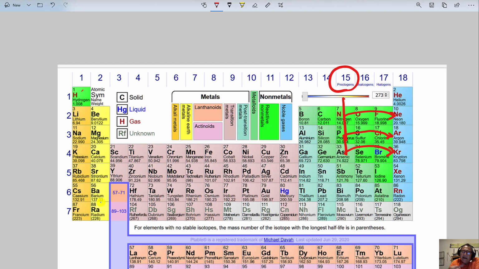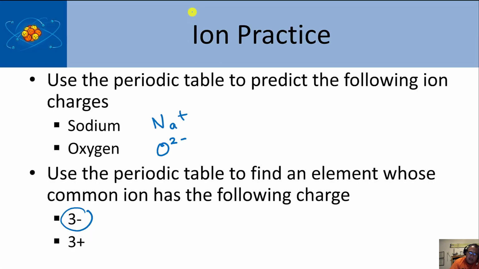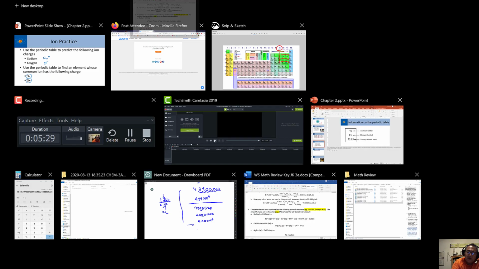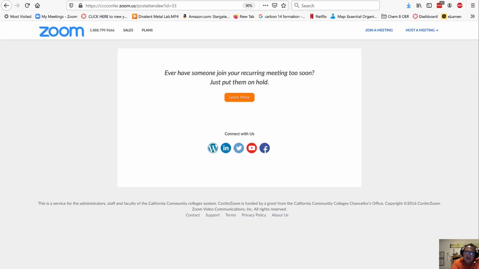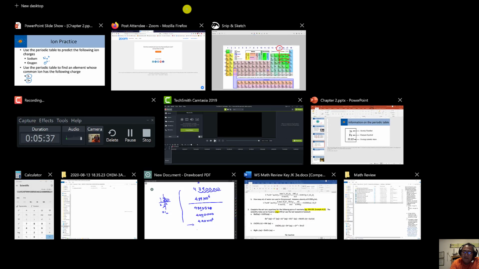Now, for an element to make a +2 ion or a +3 ion, let's go back to the question. To make a +3 ion, it has to be able to lose 3 electrons, right? So which elements can lose 3? And this is where it gets a little bit weird, and I just want to show you this. This is where I really want to go. I wanted to go here.